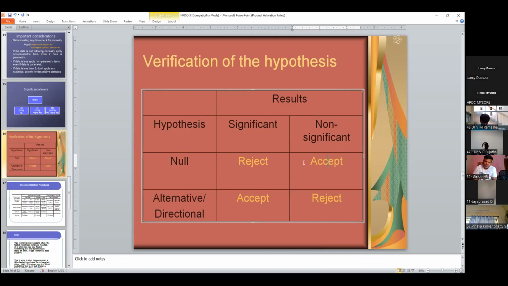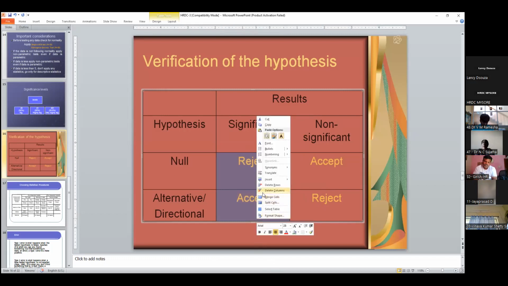Whereas in the alternate or directional hypothesis, the hypothesis has to be accepted, because whatever you have said should be proven. If it is not proven, then you reject it. Now you see the first two formats, null rejection and alternate or directional hypothesis acceptance. These two highlighted ones are the approved format or expected one.